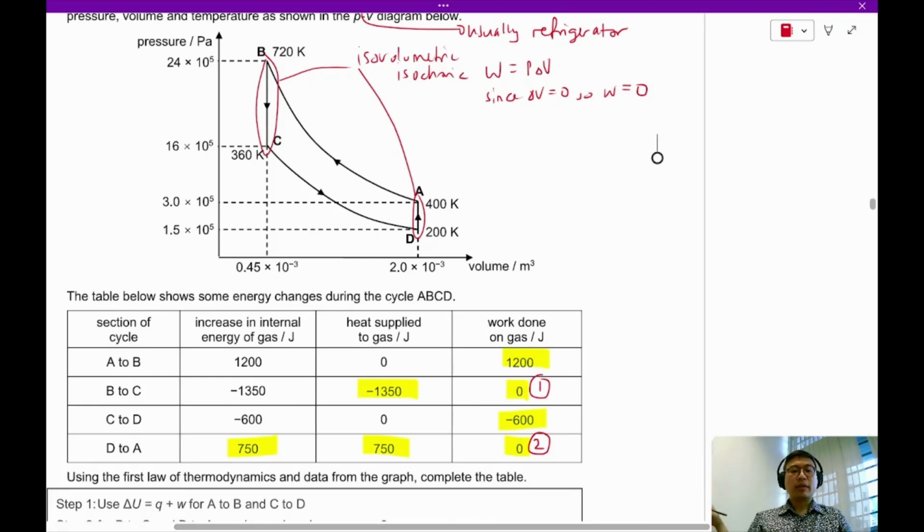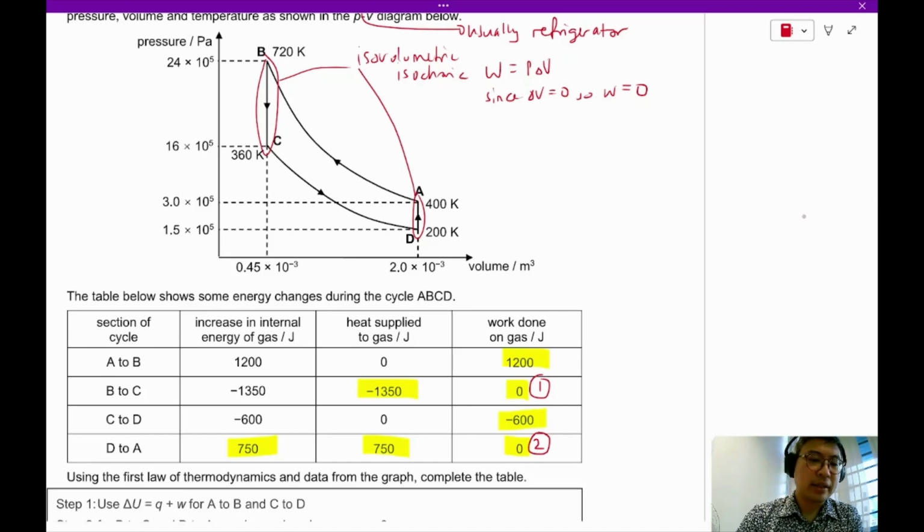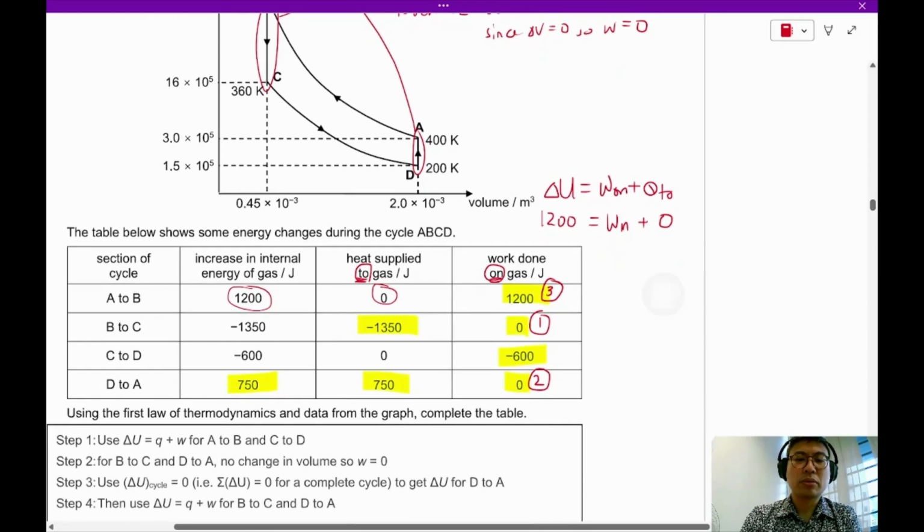Next, I'll look for any horizontal line that has two data points shown. So let's take a look at the first line and the second line over here. Just to double check, there is heat supplied to the gas and work done on the gas. That's great. That means that this equation can be used: delta U equals work done on the gas plus the heat supplied to the gas. So the increase in internal energy, for A to B, equals the heat supplied to the gas plus the work done on the gas, which means that the work done will be 1,200 joules.